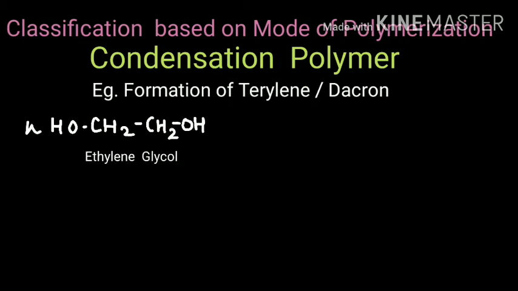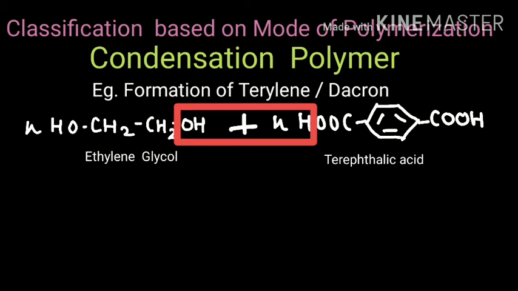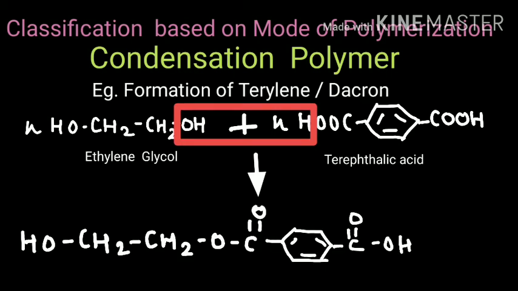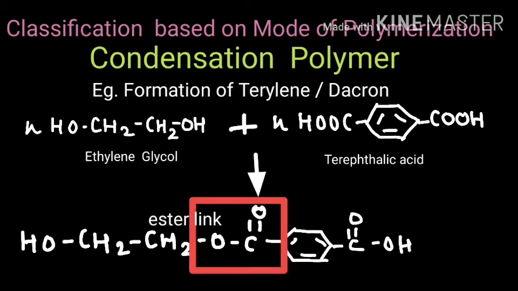Next is condensation polymerization. Here we are taking the example of formation of terylene. Ethylene glycol is reacted with terephthalic acid, with the elimination of water, gives terylene or dacron. So when water is eliminated, the two molecules are linked together by the ester link.